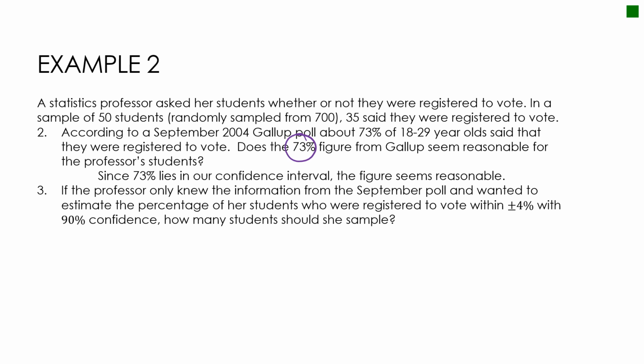So now, if the professor only knew the information from the September poll, and wanted to estimate the percentage of her students who were registered to vote within 4%, so plus or minus 4%, whenever you see that plus or minus, you should be thinking, hey, guess what? That's a margin of error of 0.04. And I'm saying with 90% confidence, which means I'm going to be using that margin of error formula, and I'm going to be using my z star for 90%, which should be 1.645.